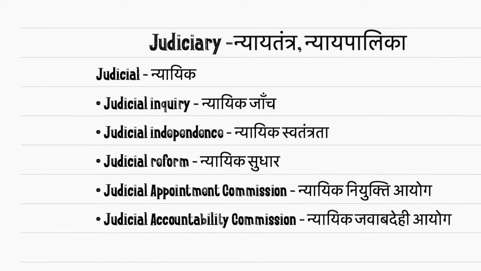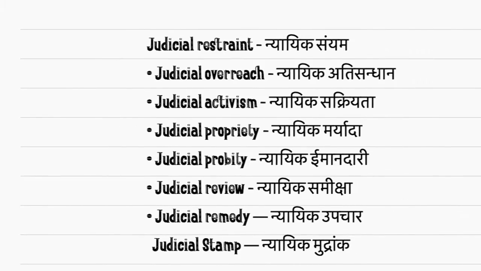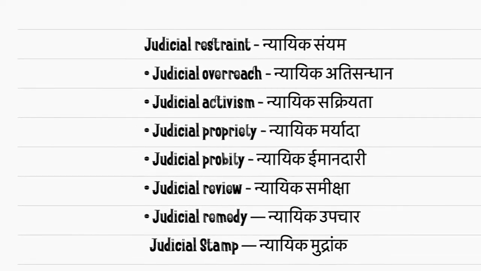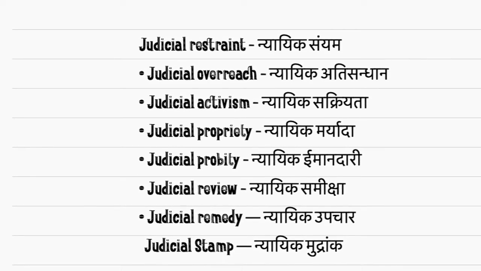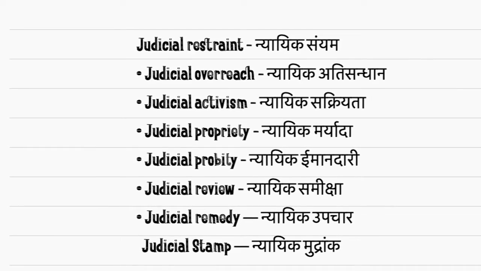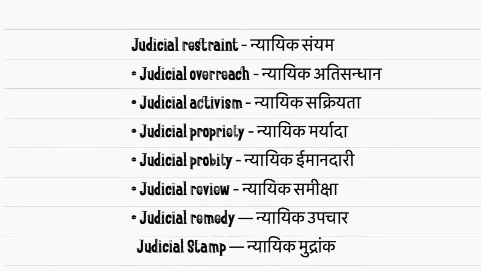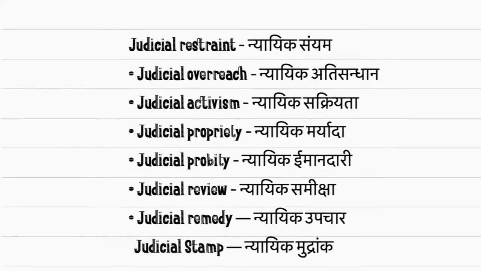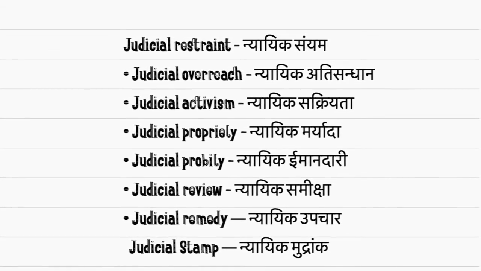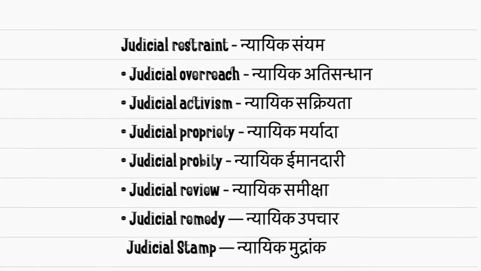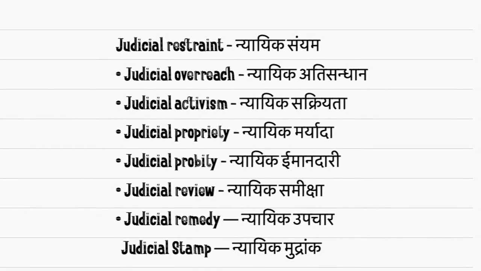Now the last two commissions can be really relevant if you have to write an essay on an appointment commission or accountability commission. Further, you can also add judicial restraint, which is Nyayik Sanyam, or judicial overreach, which is Nyayik Adhisandhan. Then judicial activism, which is Nyayik Sakriyata. Then judicial propriety, which is Nyayik Maryada, or judicial probity, which is Nyayik Imandari. Then judicial review, which is Nyayik Samiksha. Then judicial remedy, which is Nyayik Upchar. And lastly, judicial stamp, which is Nyayik Mudrank.